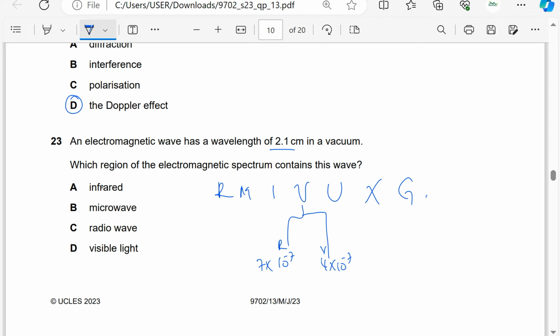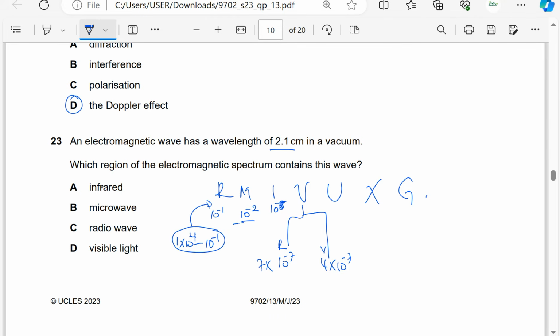I will just add plus 3. So this is going to be around 10 power minus 5. That is my infrared. When I add plus 3, this is going to be around 10 power minus 2. This is micro. 10 power minus 1, that is infrared. I mean radio waves. Radio waves is 1 times 10 power plus 4, 10 power minus 1. This is radio waves.